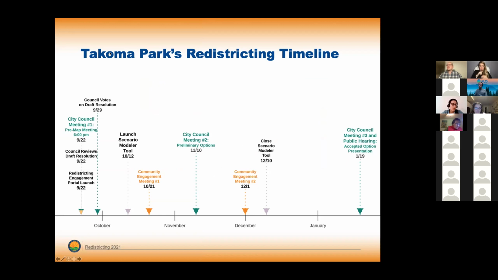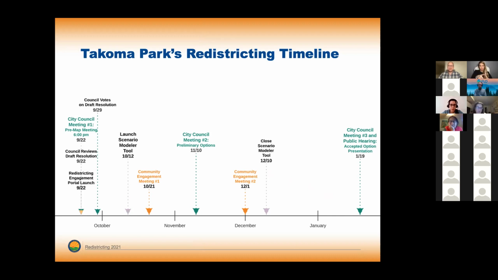I don't have it in front of me. I think December 10th is the date. I'm looking at the timeline I shared earlier. So the preliminary options, this is useful for closing out the meeting so folks can see what's coming next. There will be a council meeting on November 10th, where council will review preliminary map options.